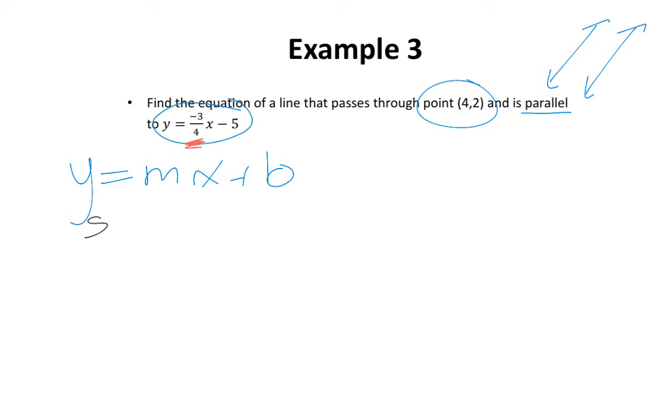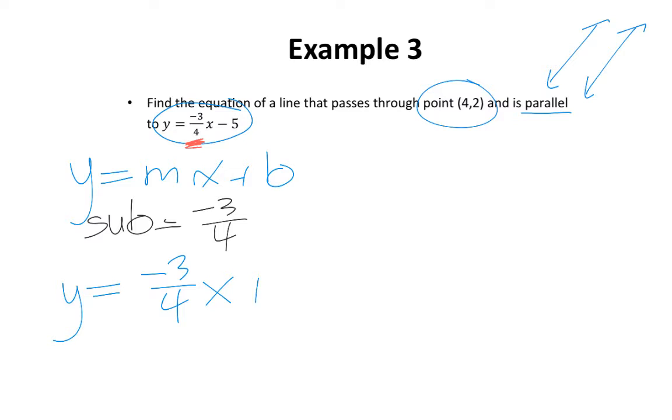We're going to substitute in our slope. Since these are parallel lines, that means they have the same slope. So it will also have a slope of negative 3 over 4. So instead of writing m, I'm going to write the new slope of negative 3 over 4. Everything else stays the same.